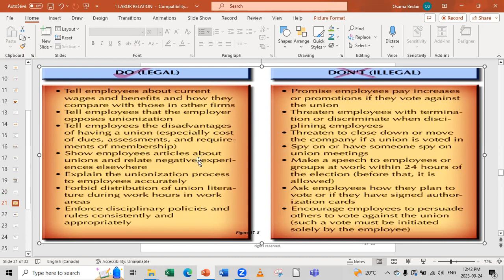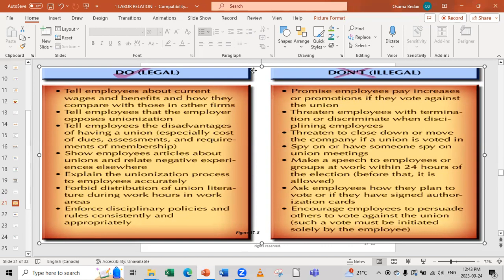Show employees articles about the union, and relate negative experiences elsewhere. Explain the unionization process to employees accurately. I will tell them accurately the process of becoming unionized and how to join the union. Unionized means joining the union. Forbid the distribution of union literature during work hours in work areas. Enforce disciplinary policies and rules consistently and appropriately. These are the things to do.